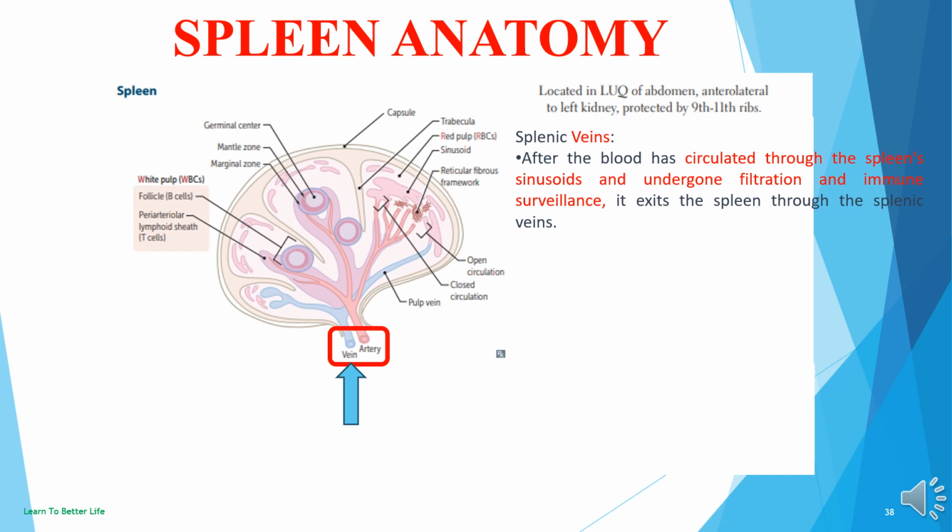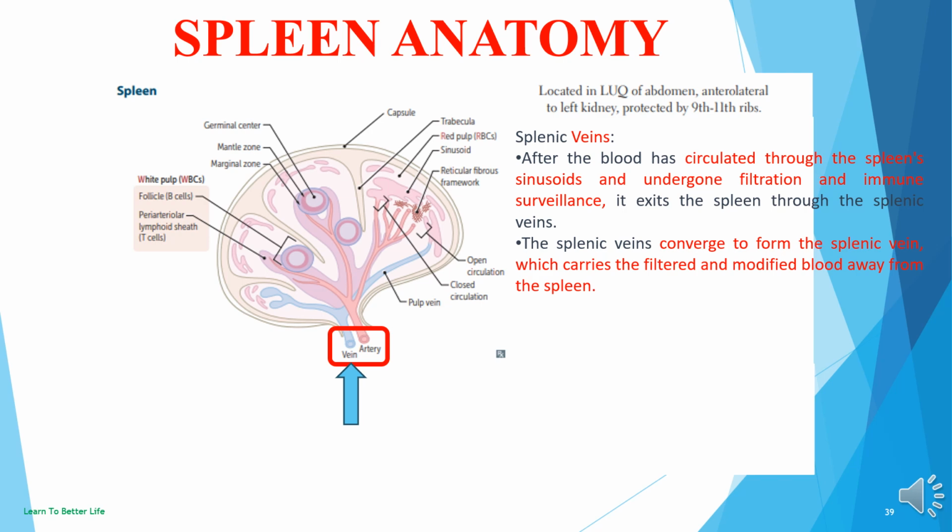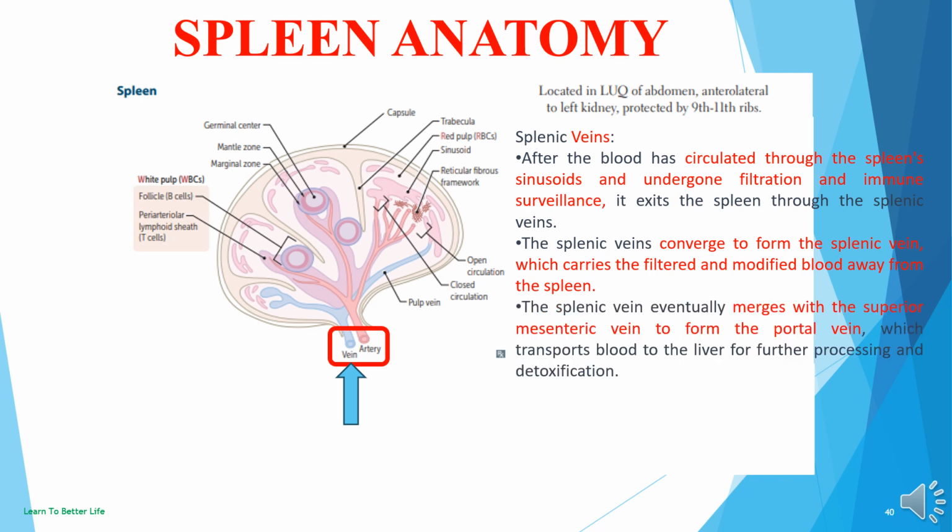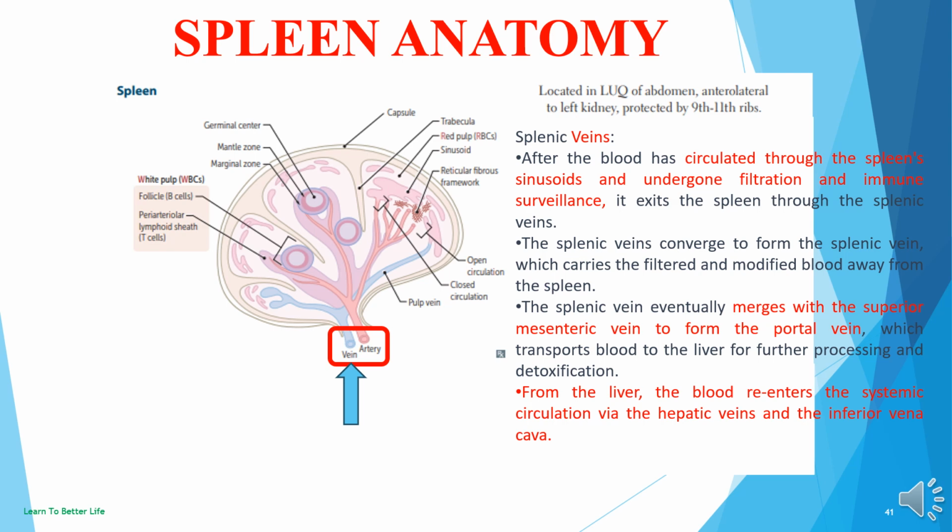Splenic veins. After the blood has circulated through the spleen's sinusoids and undergone filtration and immune surveillance, it exits the spleen through the splenic veins. The splenic veins converge to form the splenic vein, which carries the filtered and modified blood away from the spleen. The splenic vein eventually merges with the superior mesenteric vein to form the portal vein, which transports blood to the liver for further processing and detoxification. From the liver, the blood re-enters the systemic circulation via the hepatic veins and the inferior vena cava.